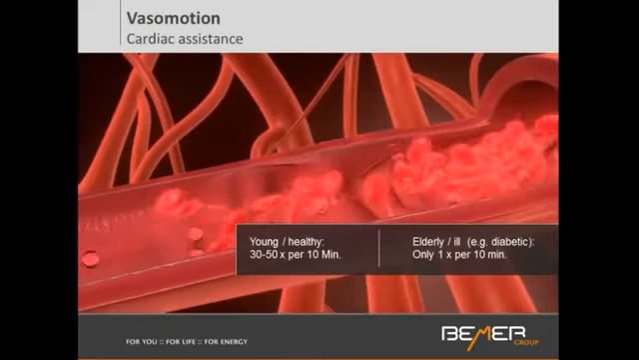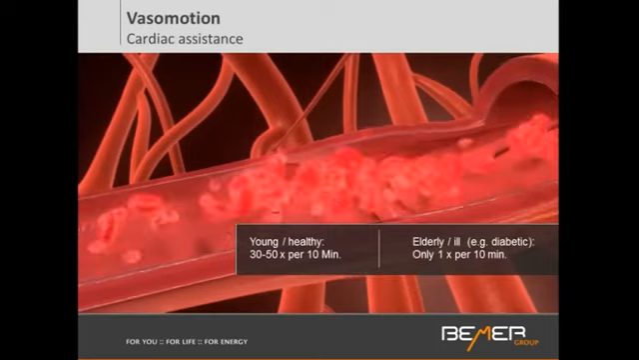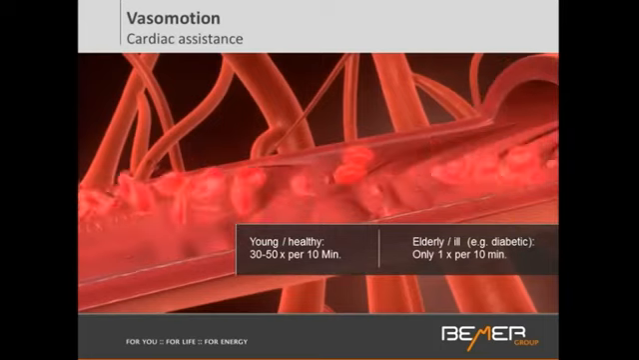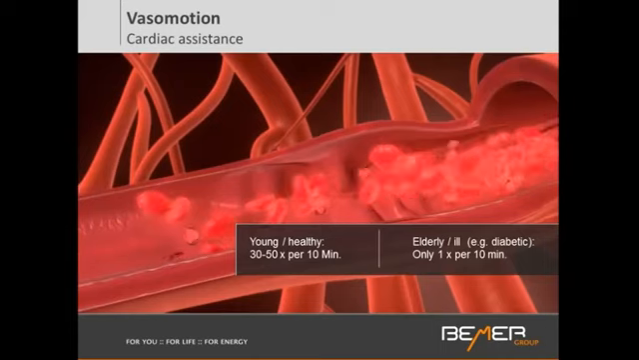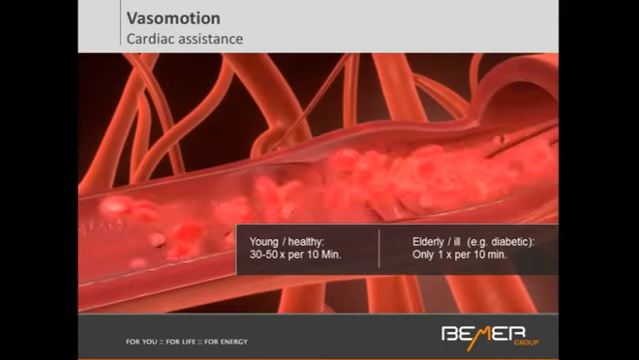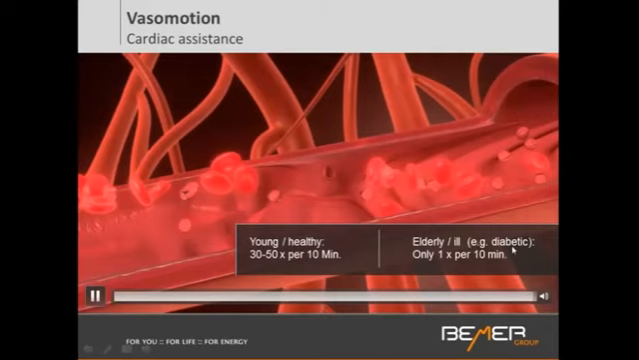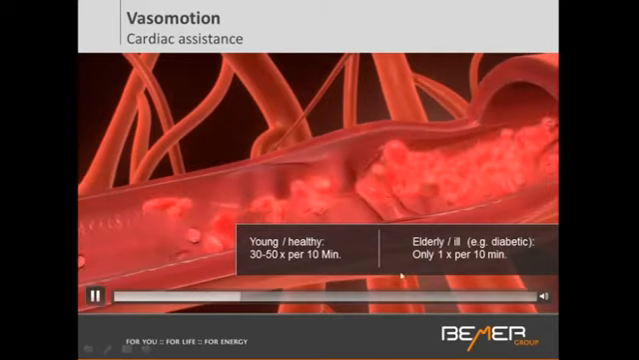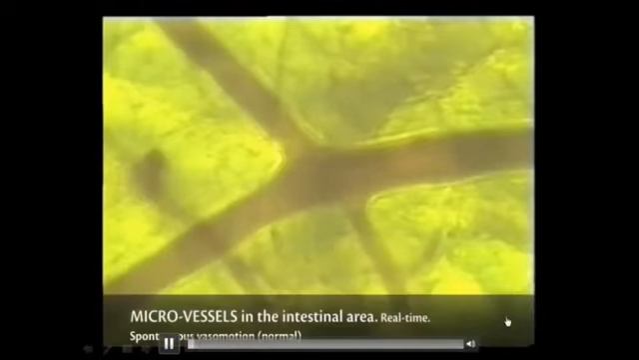Rhythmically, in an animation, we're looking at vasomotion, and so it's a rhythmic expansion and contraction of these small vessels. For instance, in a diabetic, we may see this only once per 10 minutes. That's a real problem.